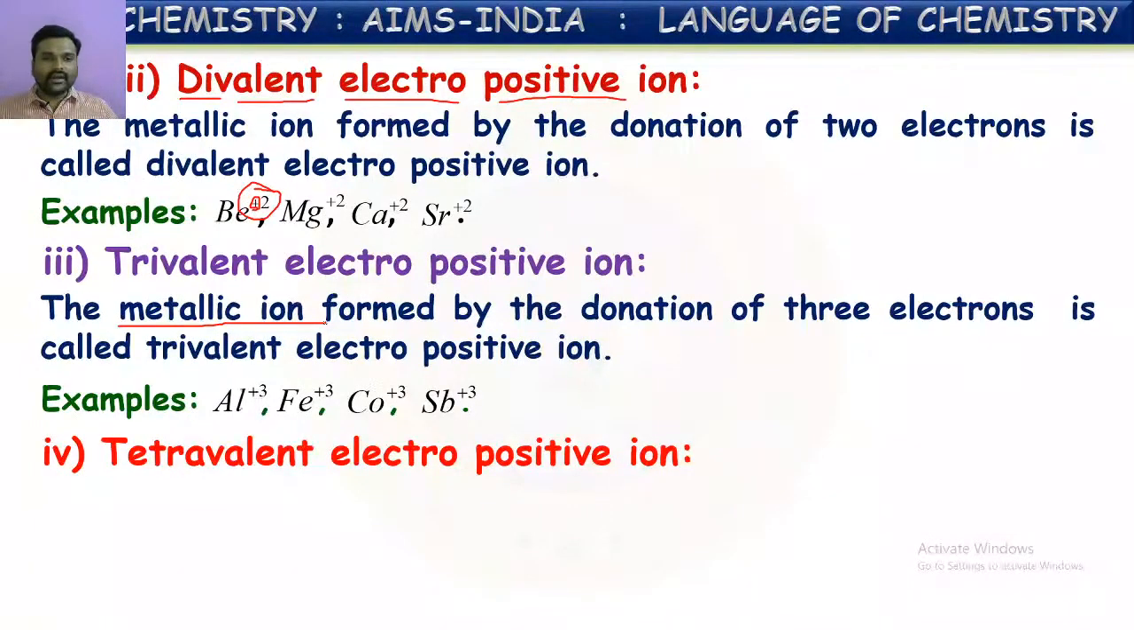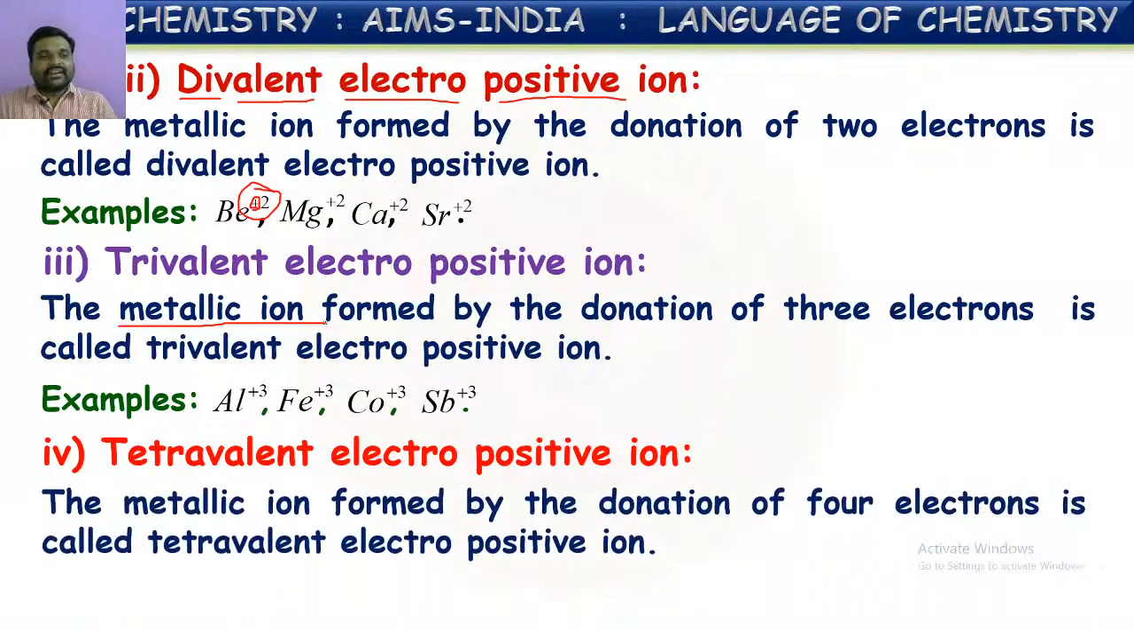Next one, tetravalent electropositive ions. So in the name tetra represents 4. So the valency 4 is formed by the loss of 4 electrons. So the 4 positive charges are created on the atom by the loss of, or by the donation of, 4 electrons by that element. So definitionally you can say the metallic ions which are formed by either the donation or the loss of 4 electrons are called as tetravalent electropositive ions. You can see an example here: lead plus 4 ion, tin plus 4 ion. These all are examples for the tetravalent electropositive ions.